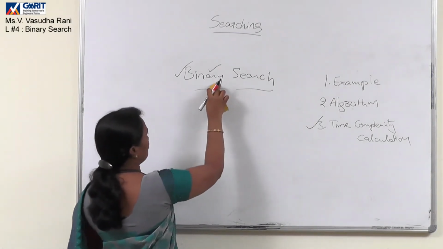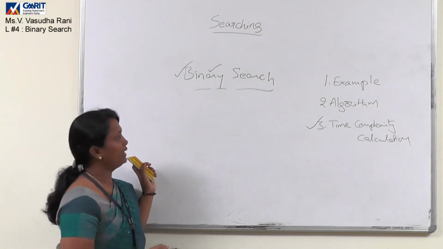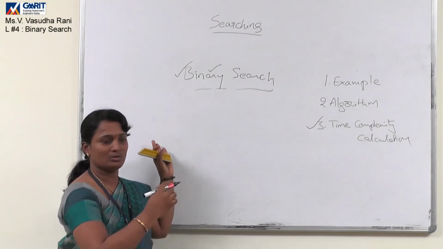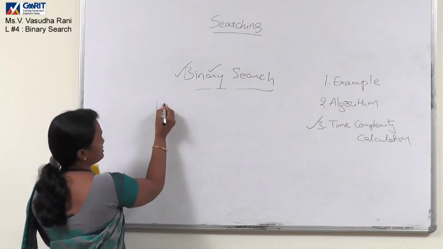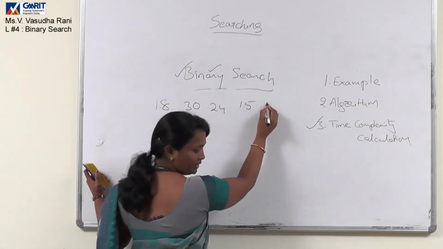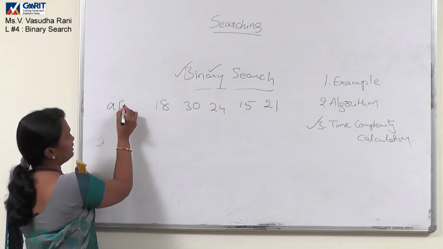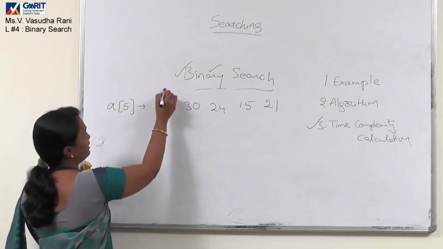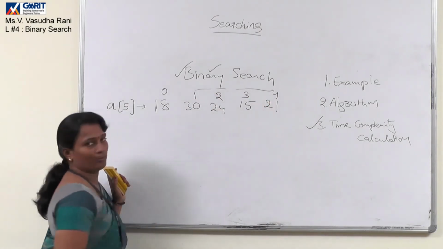So let us try to understand the method of binary search with an example, and we'll take the same example we have taken in linear search so that we can compare it with the earlier method. So it is 18, 30, 24, 15, 21. This is the list of values we have taken. It can be referred to as A of 5, and the corresponding indexes are 0, 1, 2, 3, 4.